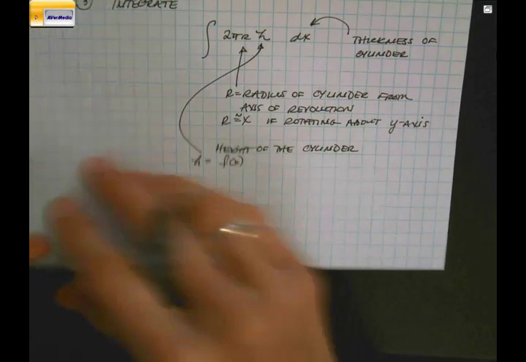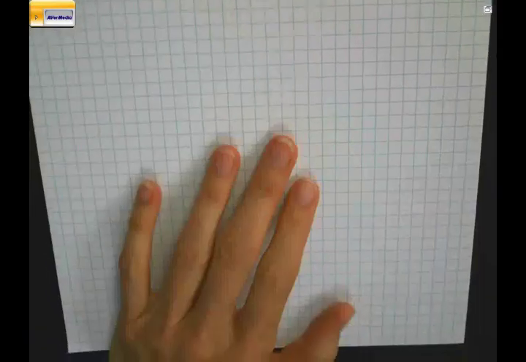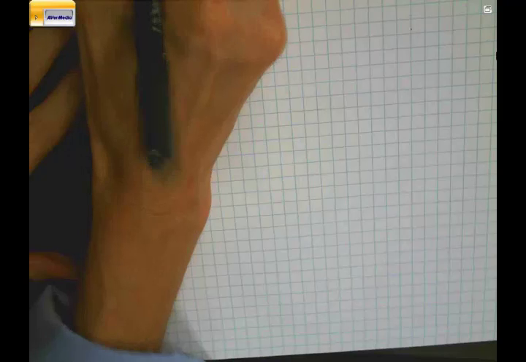Okay, so let's jump in and do some examples of rotating about a vertical axis, and then we'll come back and we'll rotate about a horizontal axis. Rotating about a vertical axis is easier in this case, so we're going to do some examples.